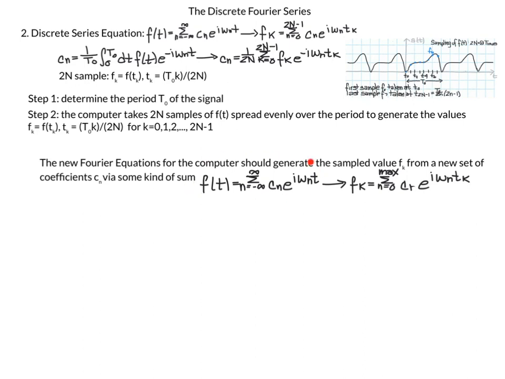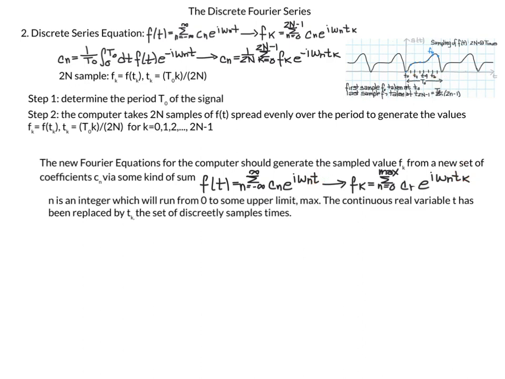So an analogous equation to the continuous is we're getting our kth sample from a sum from an integer n equals 0 to some maximum integer value, c sub n, this coefficient, e to the i omega n times t sub k. And this is just the time value, but now instead of a continuous time value, we have our discrete sets of time. I'll just note that here. n is an integer, it'll run from 0 to some upper limit max. The continuous real variable t has been replaced by t sub k, the set of discretely sampled times.